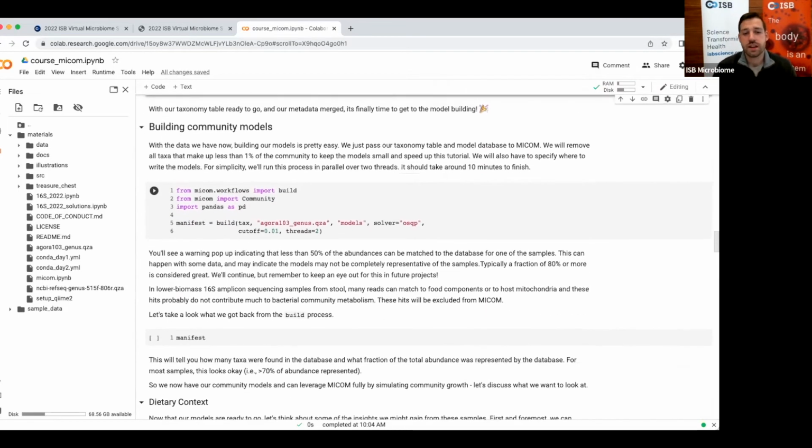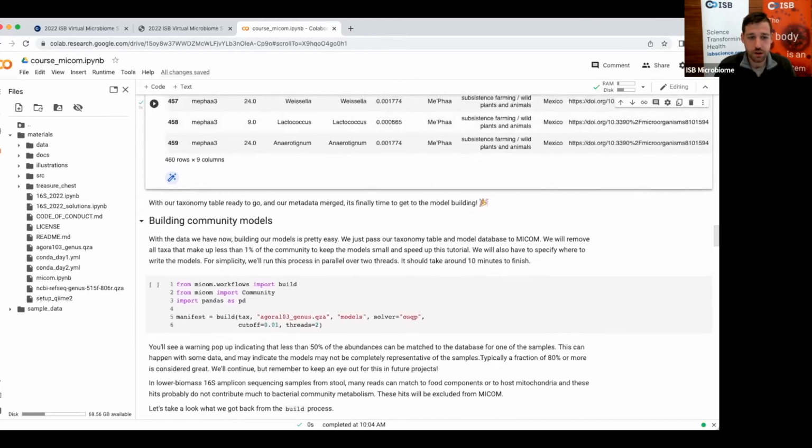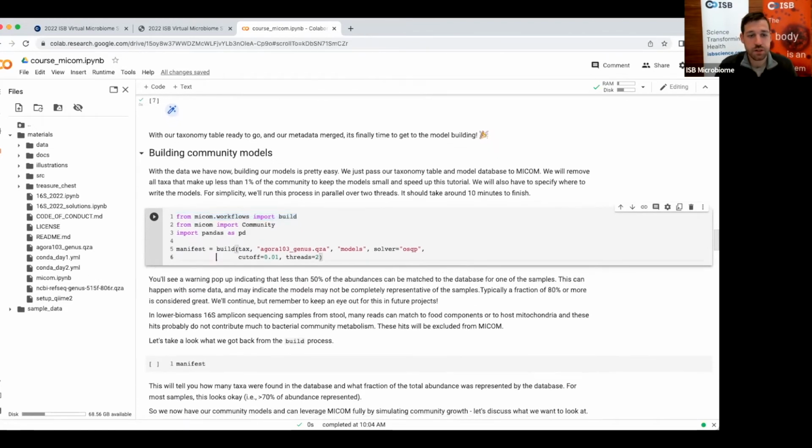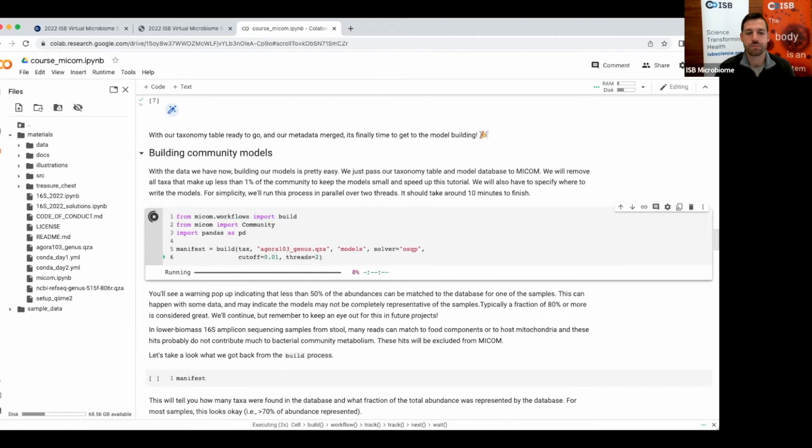Cool. So now that we've really set ourselves up nicely, building the models is fairly straightforward and really should be a breeze. In order to do this, what we will do is import this build command from the Mycom workflows module. And then in this build command, we'll start running this now, and then I'll talk through a little bit of what's happening in the background of this build command and some of the inputs that we put into it. So in this build function, we'll pass in tax, which again is our taxonomy table that we just built from our Chime artifacts we constructed yesterday.